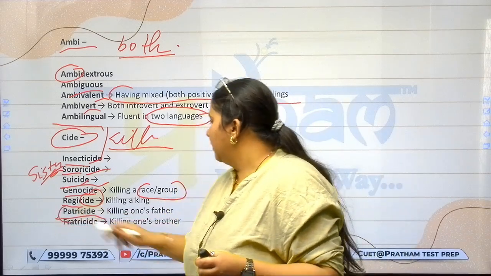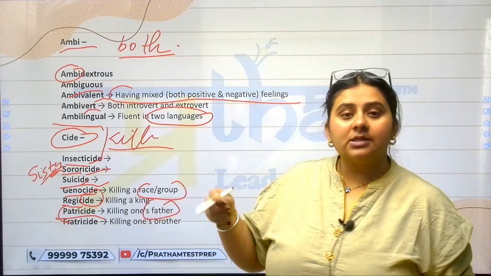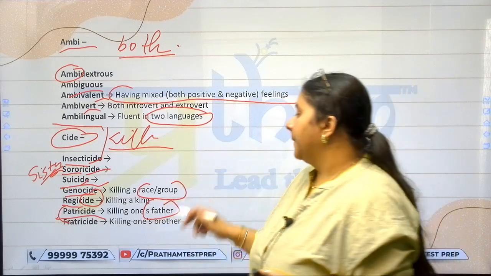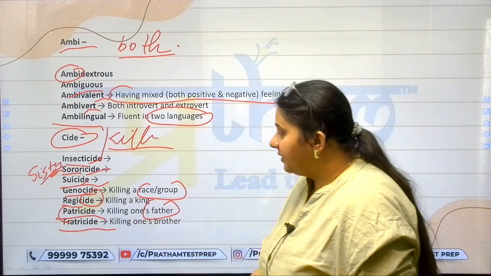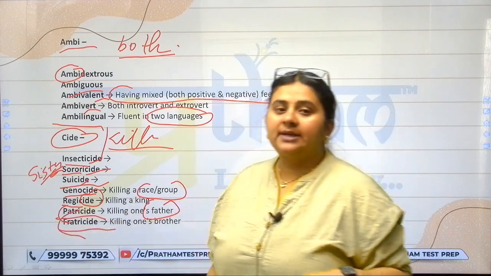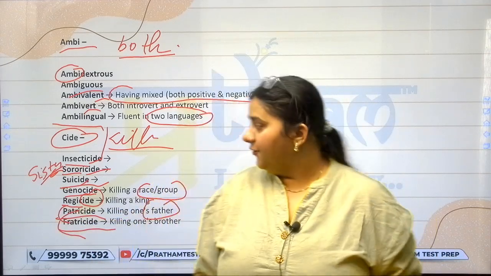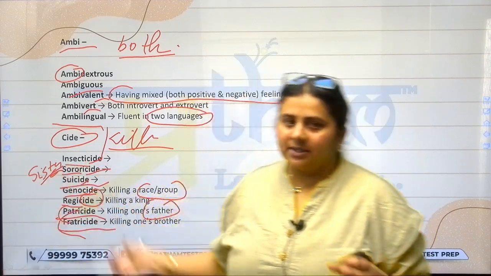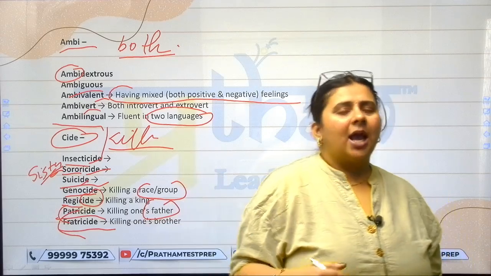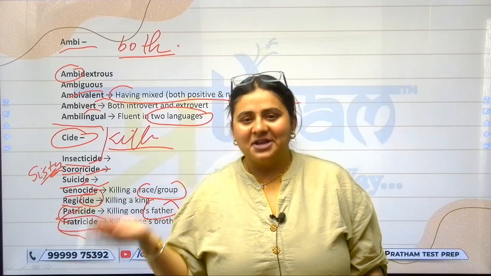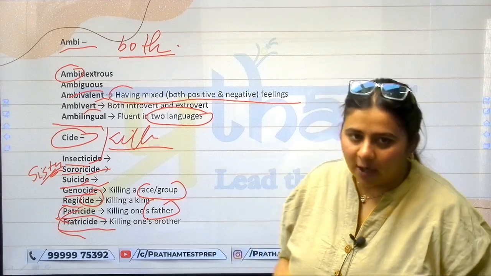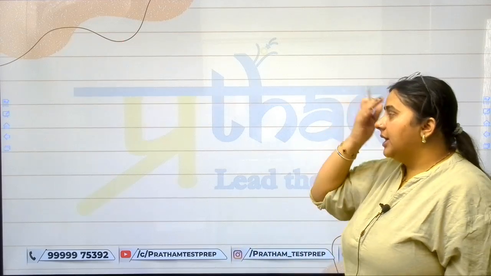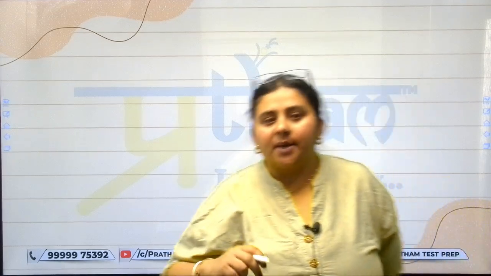Patricide. The patri word is for father. So killing of one's own father is called patricide. Similarly, fratricide. Just like sorori stands for sister, fratri stands for brother, patri stands for father, and then the other word geno. They all stand for killing, and there are a lot more varieties of killing words. Now I'll take you through a couple of vocabulary questions, which will give you an idea what sort of questions you can be asked from vocabulary, right?